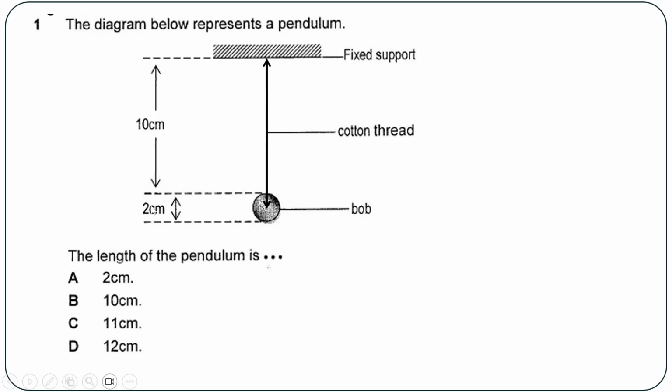We can find it by dividing the diameter. From here up to here is the diameter, which is 2 centimeters. If we divide 2 centimeters by 2 parts, it will be 1, meaning the distance from here to here is 1 centimeter. So if we add 10 centimeters plus 1 centimeter, we get 11 centimeters. So this is the length of the pendulum.